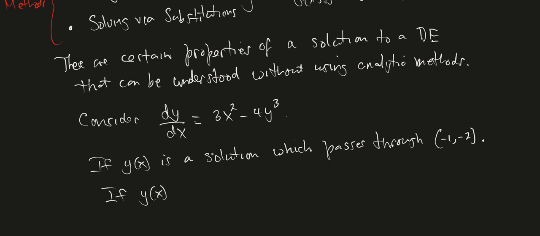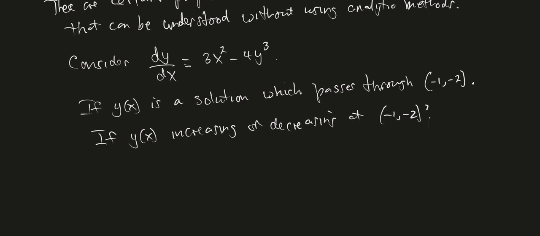Is y of x increasing or decreasing at this point, right? So increasing or decreasing at (-1, -2). I don't need to find y of x to answer this because I already have the derivative. That's what the first order differential equation is defined by. It's the fact that the derivative is 3x squared minus 4y cubed.